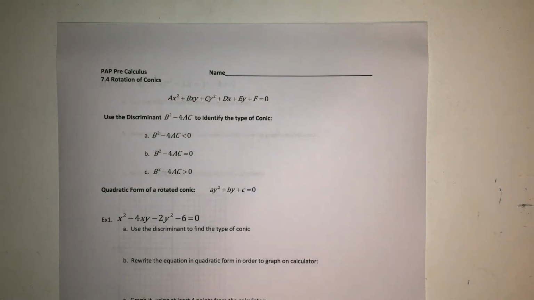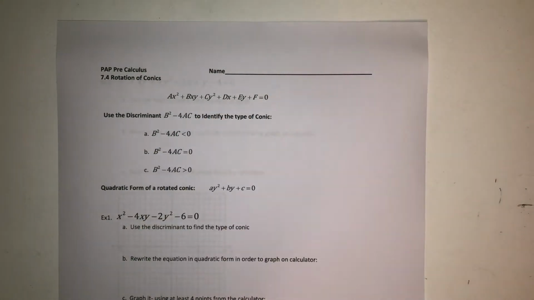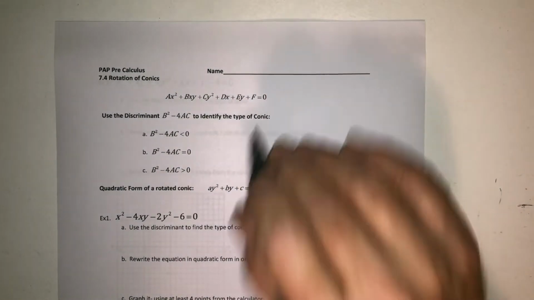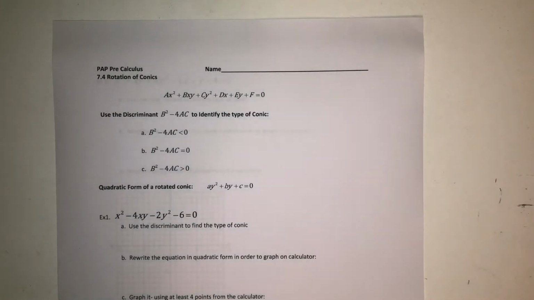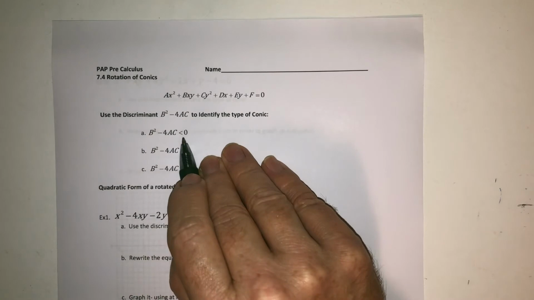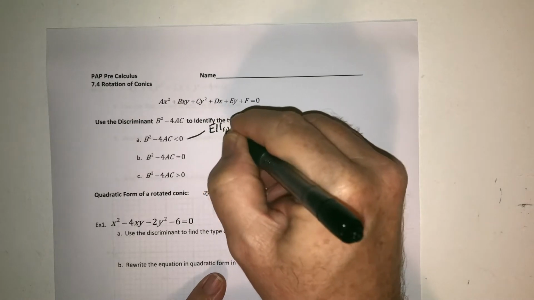Hello, ladies and gentlemen. Today we're going to look at rotation of conics. The general form for any conic section is ax squared plus bxy plus cy squared plus dx plus ey plus f equals 0. And you can use the discriminant b squared minus 4ac to identify the type of conic. If b squared minus 4ac is negative, then it will either be an ellipse or a circle.